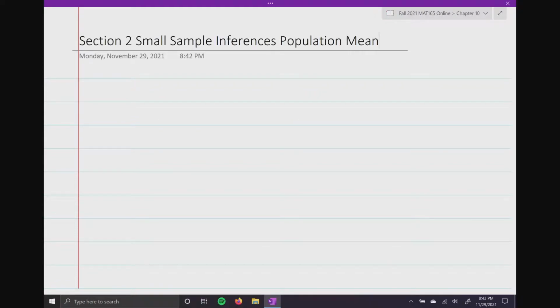All right, so here we are in Chapter 10, Section 2, which deals with small sample inferences. What we're going to be focusing on here will be the population mean. So we're going to be doing estimation here, all right? We're going to be doing hypothesis testing. So remember, estimation.